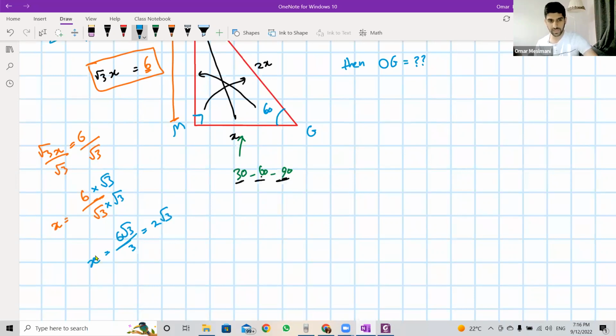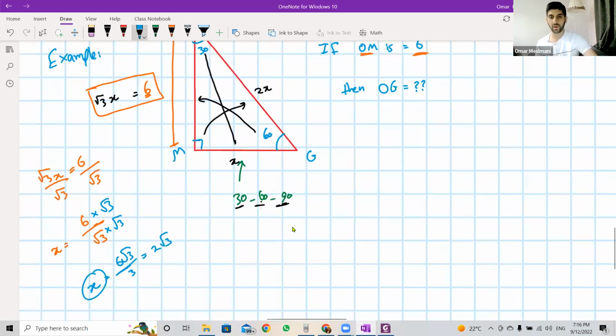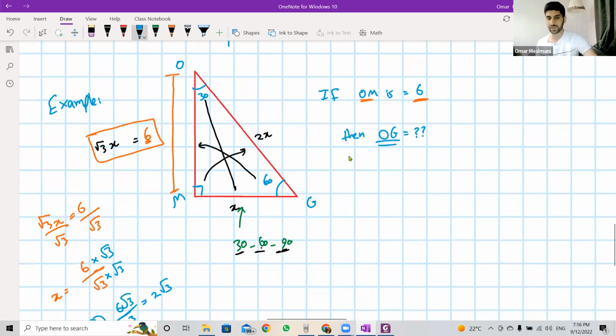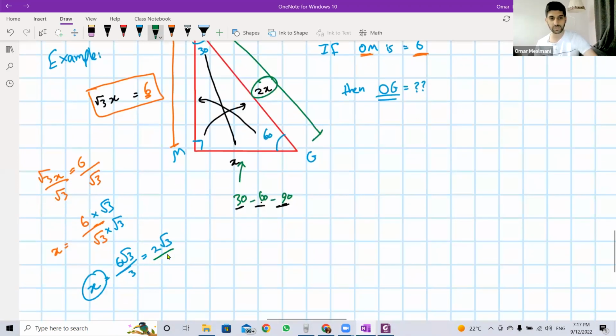What is this? This is x. So I found the x. What is he asking for? He's asking for OG. What is the value of OG? OG is basically 2x, and the x, you already found it as 2 root 3. So OG is equal to 2x, which is equal to 2 times 2 root 3. And that's going to be 4 root 3, not 12.